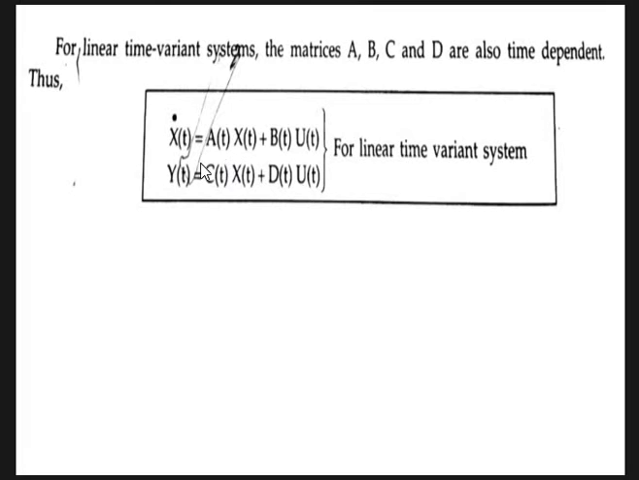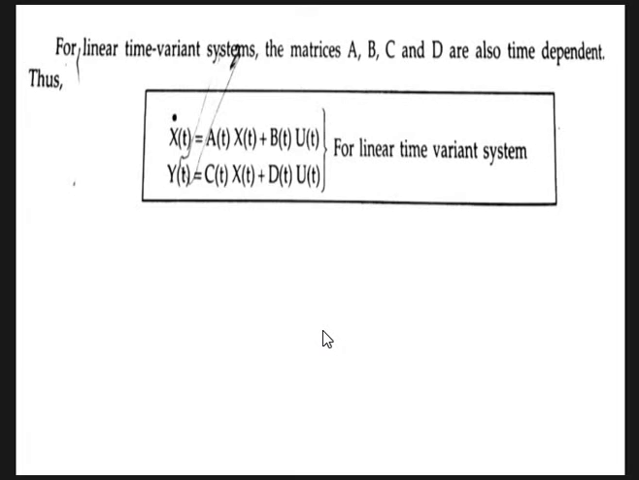So the equations finally can be modified as x dot of t is equal to A of t into x of t plus B of t into u of t, and y of t is equal to C of t into x of t plus D of t into u of t. So these two equations are for time varying systems and the previous two equations are for time invariant systems. These are equations for multiple input and multiple output systems.